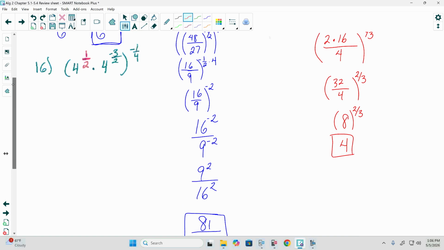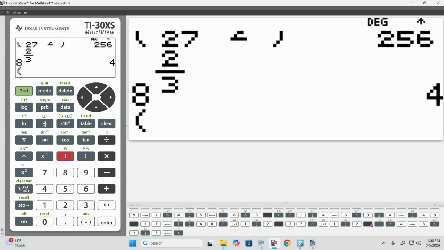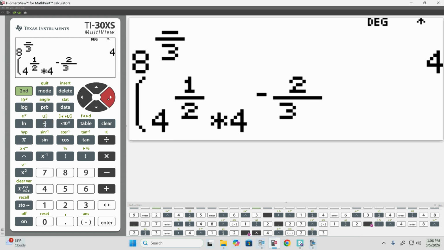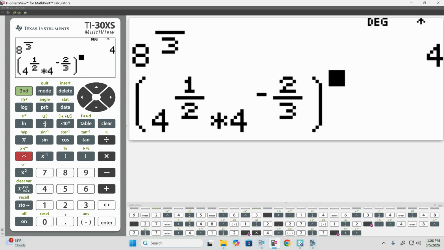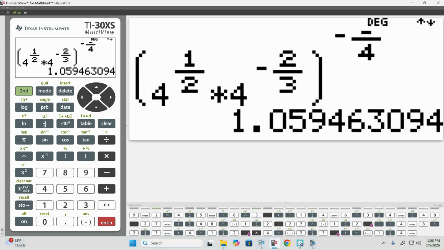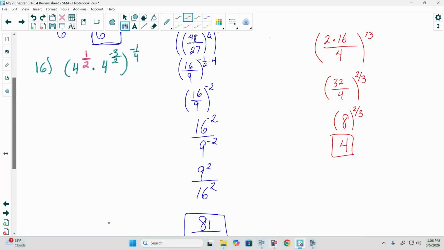So at this rate, we would just look at 16 and say 4 to the 1/2 times 4 to the negative 3/2, all to the negative 1/4. Okay, we can't use the calculator for this one. We can use it to check and make sure our answer is correct. It is the same value, but we cannot use it to get the answer. We're going to have to actually use our properties of exponents.